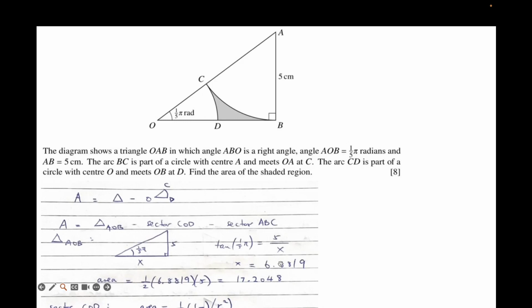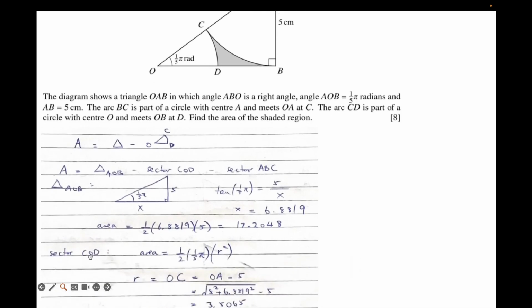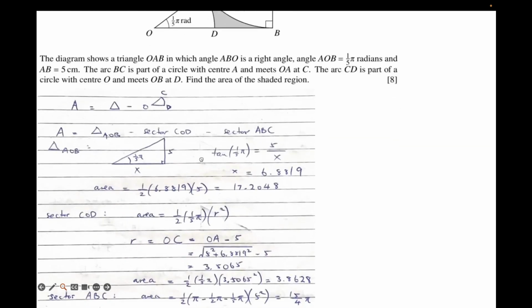So once you got 6.8819, you just multiply that by a half based on this height. That's primary school algebra, isn't it? Basic triangle formula, a half, this times 5. So you have that. Easy, assembled. Then you move on to sector COD. See that, like, the working over here is very, very clearly labeled, right?